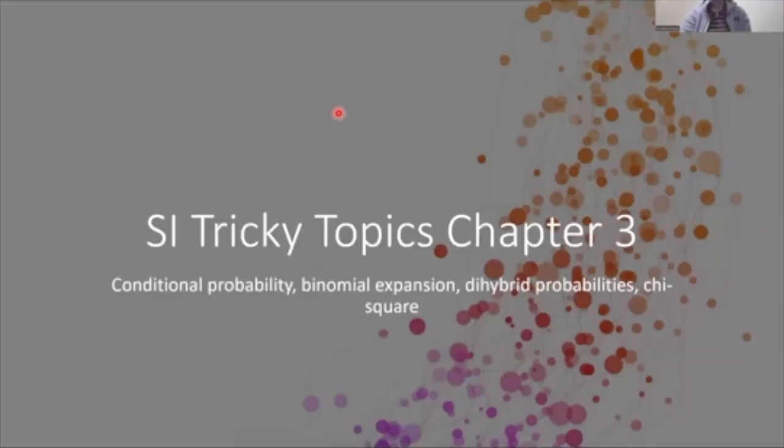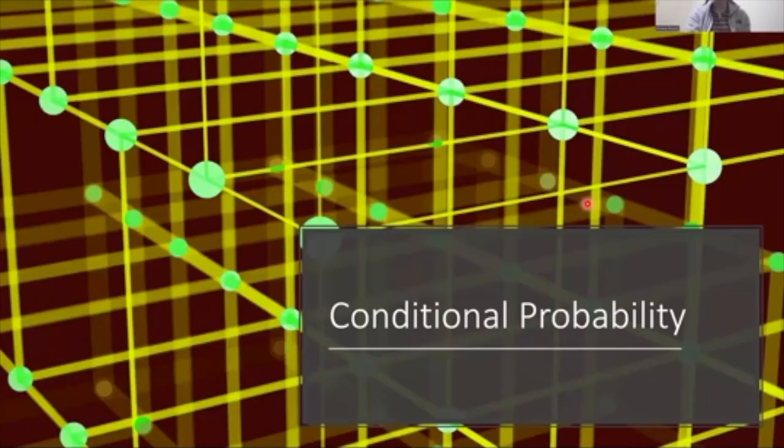Everyone. So these are the topics that we're going to talk about in Tricky Topics Chapter 3. This video is only going to be over this first one, conditional probability. So let's go ahead and dive into that.